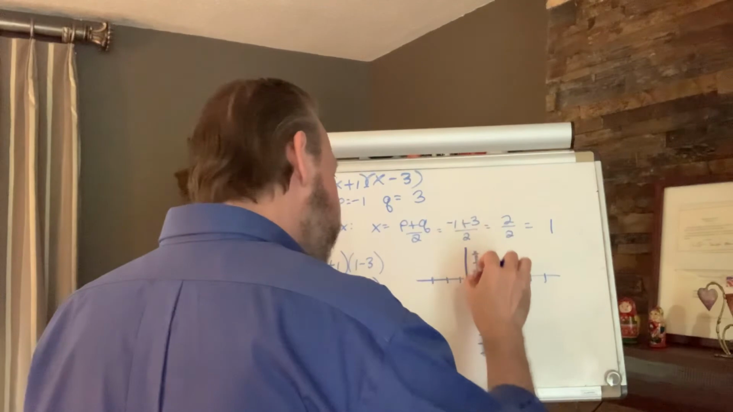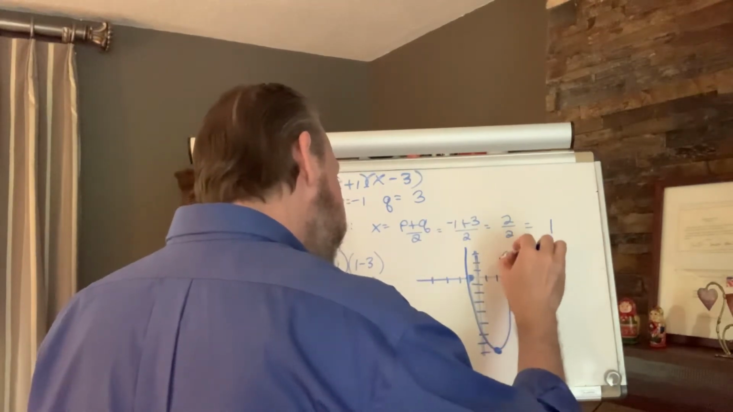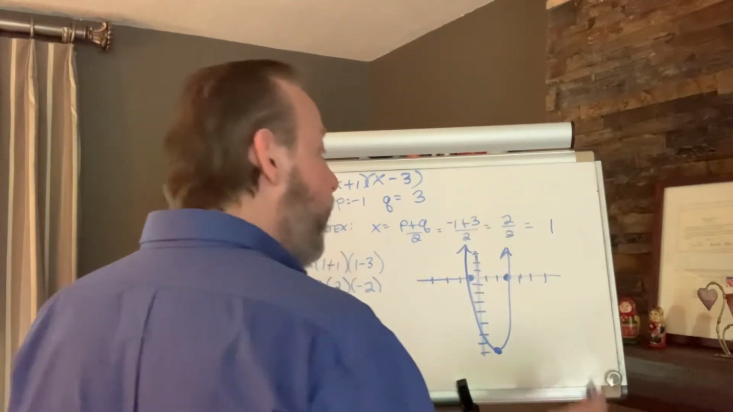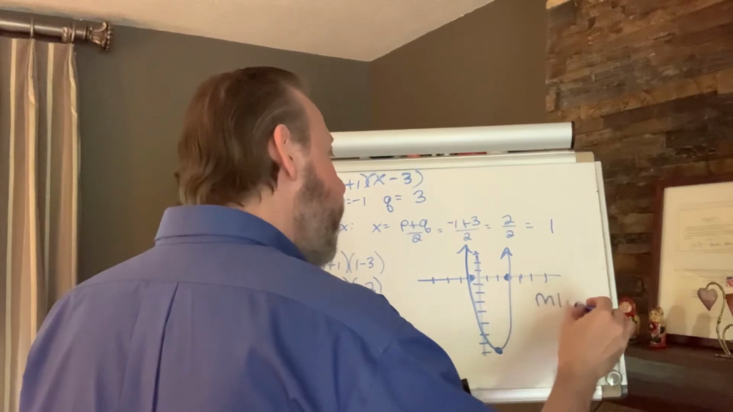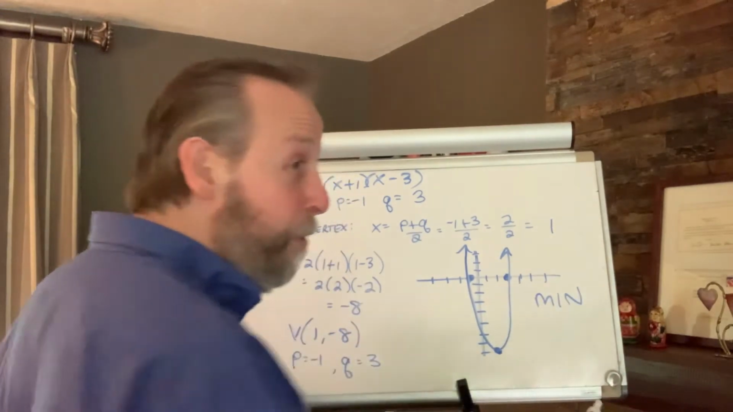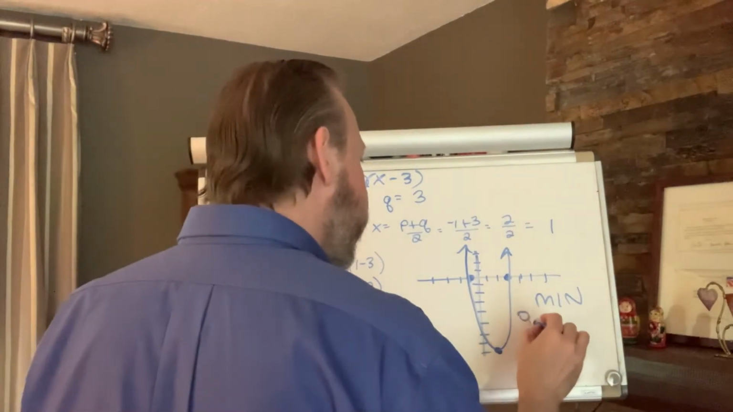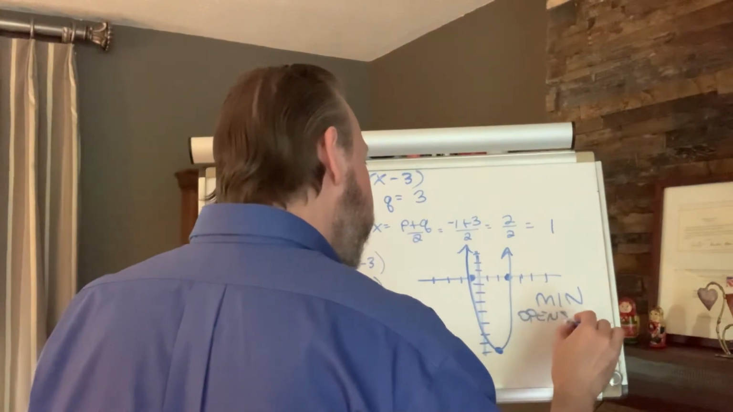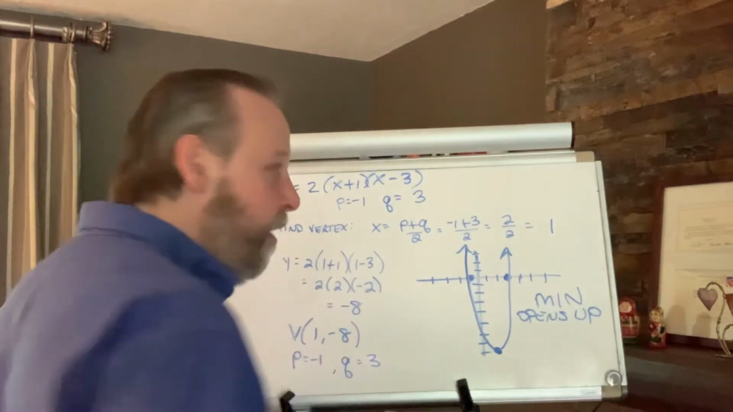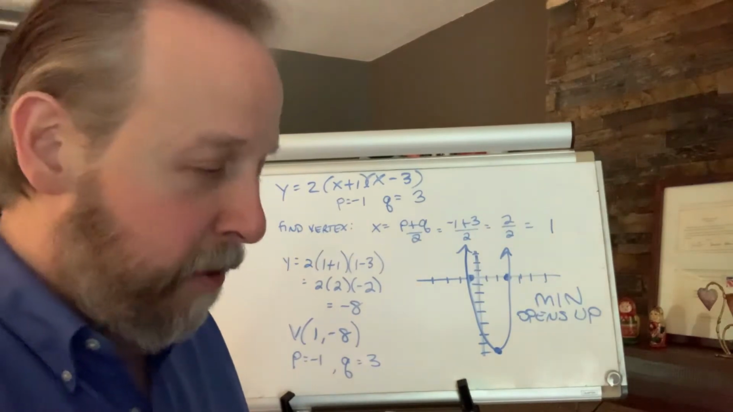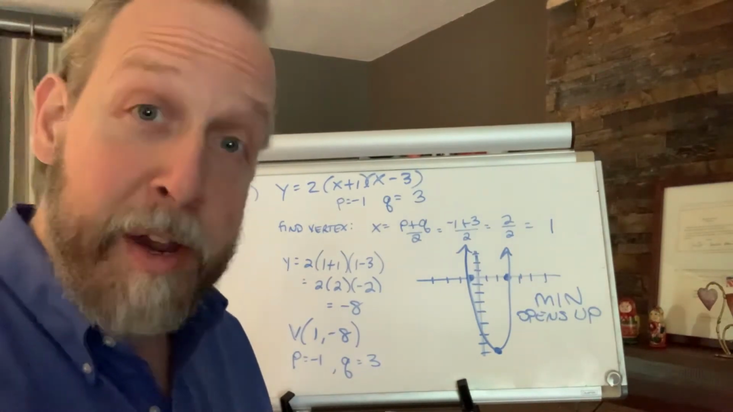And I make my parabola pretty narrow. I asked you if it's a max or a min. It's a minimum. I asked you if that method opens up or down. It opens up. All right, we are 2/3 of the way done with our test prep. And so far, I think it's been pretty basic, pretty easy.